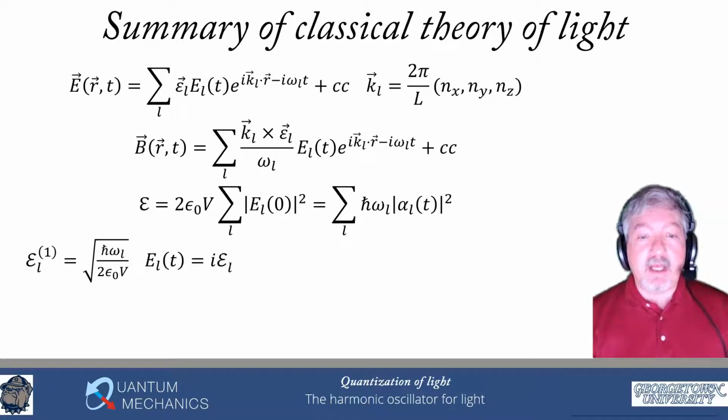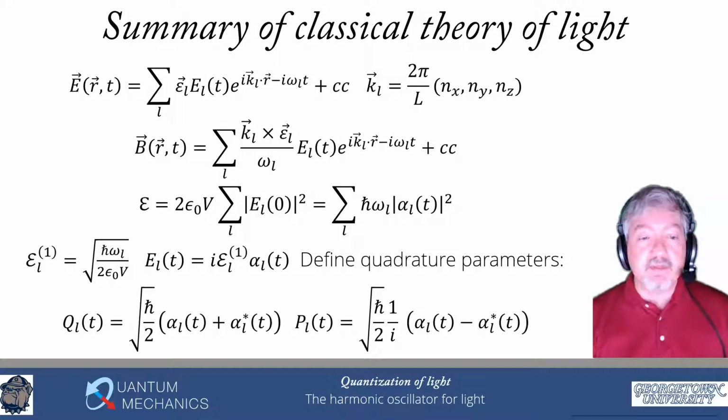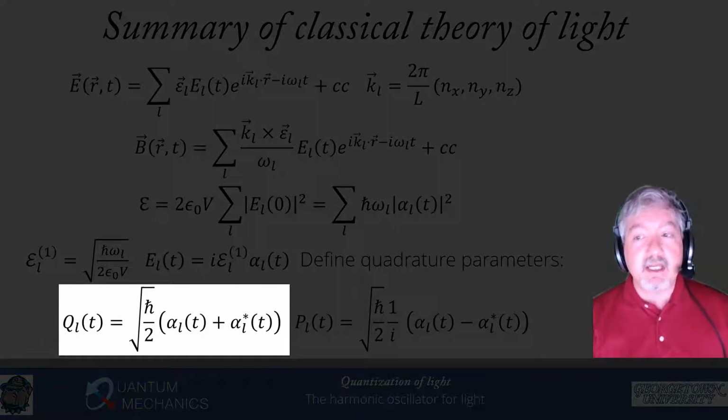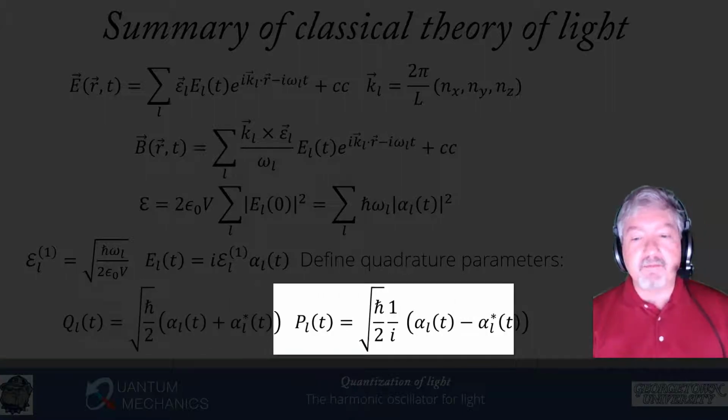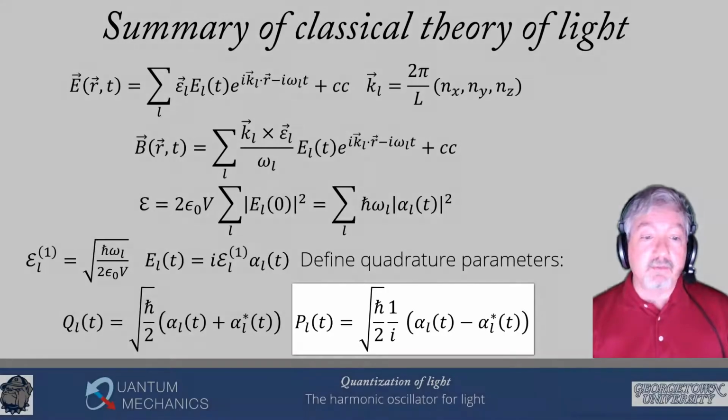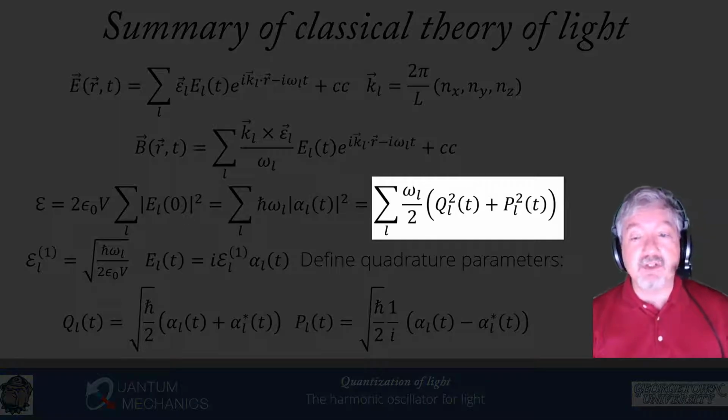Now, we also had operators that we called quadrature parameters, and those objects were called Q_L of t and P_L of t. They had a square root of h bar over 2 that multiplied them, and then they were the real or the imaginary part of these amplitudes alpha_L of t. So we have alpha_L of t plus alpha_L star of t, or we have alpha_L of t minus alpha_L star of t divided by i. In terms of those objects, we could then write the energy as the sum over L omega_L over 2 times Q_L squared of t plus P_L squared of t.